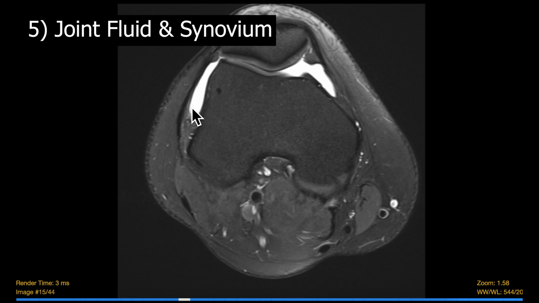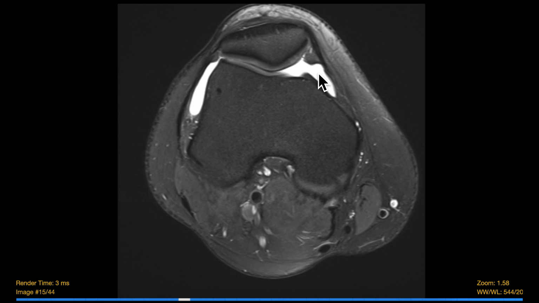So next we're going to look at effusion here, and you can see that this patient has a small suprapatellar joint effusion, which is normal. For example, if the patient had walked to the department or had done some exercise, it's normal to see a simple appearing small effusion like this.